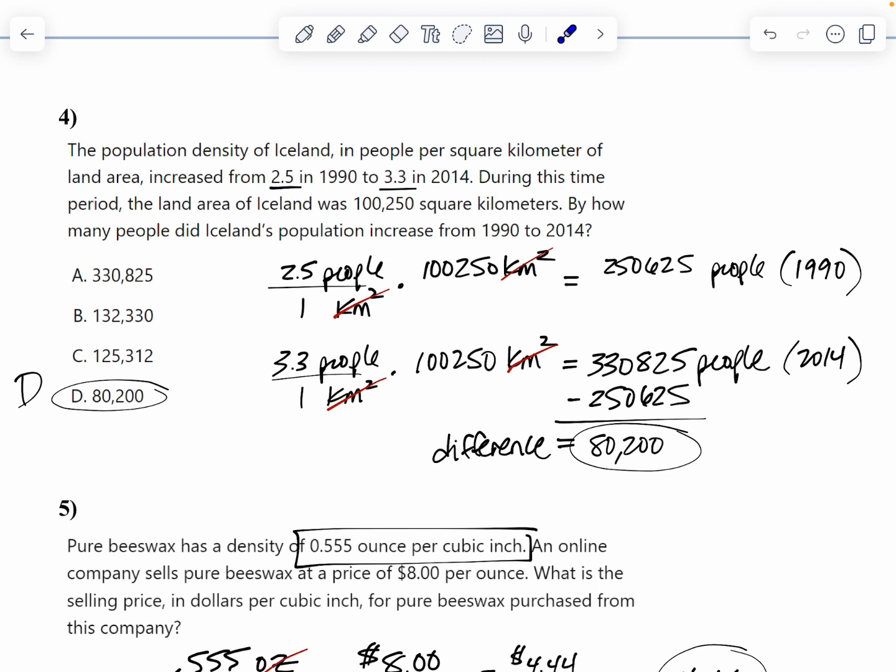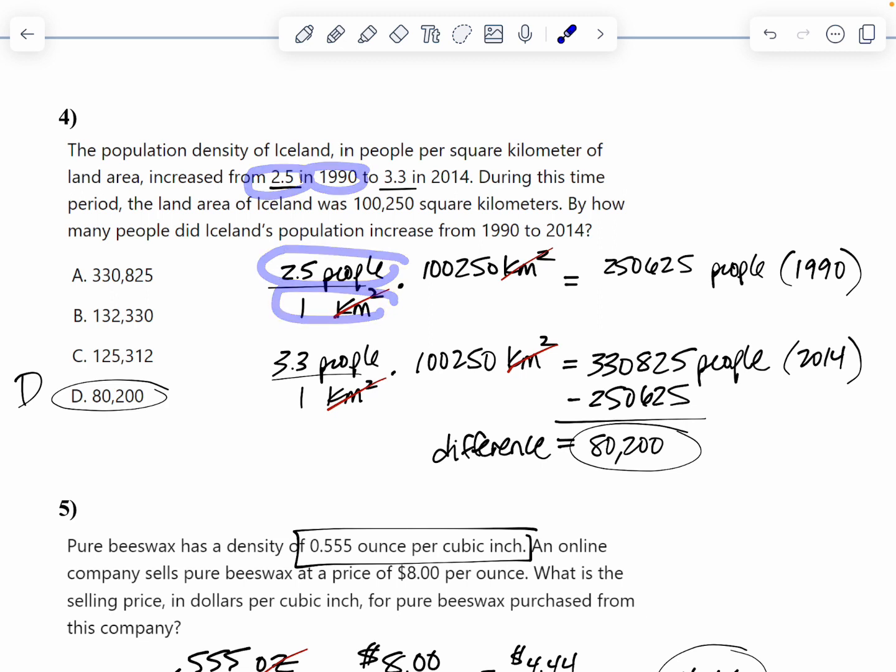But anyways, we've got people per square kilometer, and it increased from 2.5 to 3.3. Again, it's people per square kilometer. And in this time period, we have the land area of Iceland, which is that number. Okay, this is already getting a little bit confusing, so let me start writing some stuff out. What does the 2.5 mean? In 1990, there were 2.5 people per square kilometer.